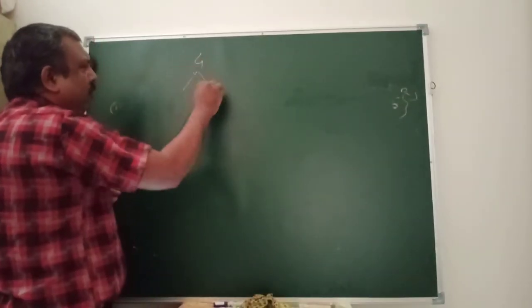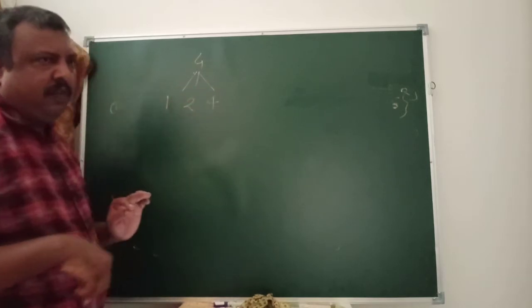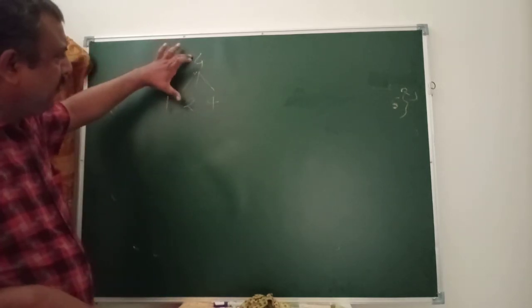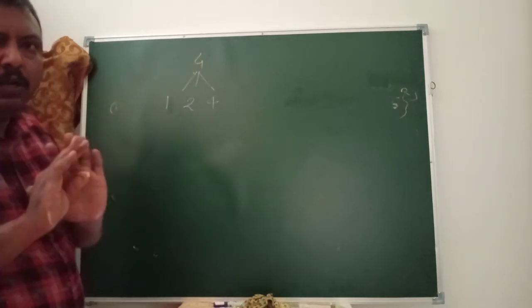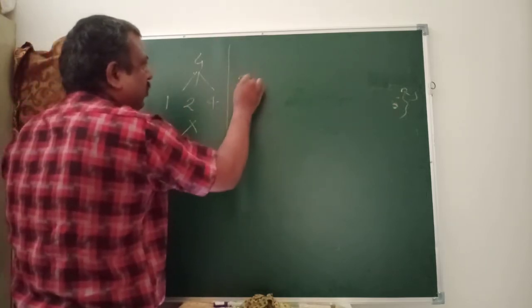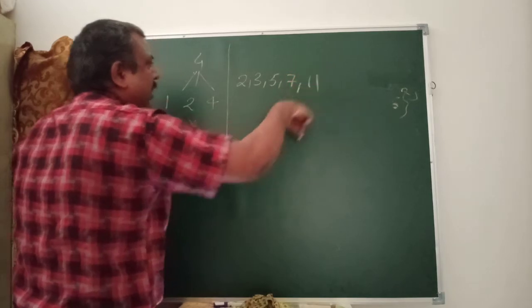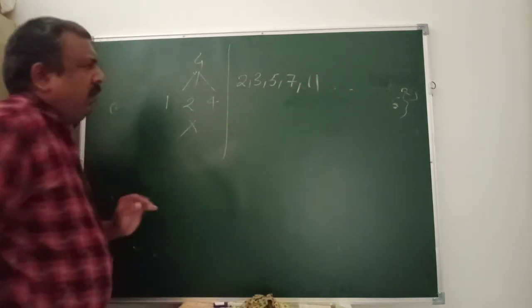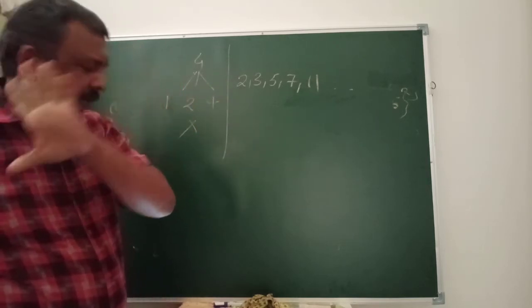If I take 4, how many factors will 4 have? 1, 2 and 4 itself. 4 is divisible by 1, 4 is divisible by 2, 4 is divisible by 4. So is 4 a prime number? No, not at all. 4 is not a prime number. If I am talking about 2, 3, 5, 7, 11, in this way there are infinitely many prime numbers. And 2 is the only even prime number.